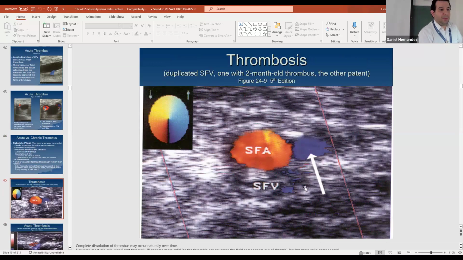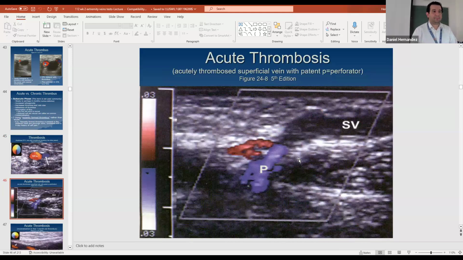So in this case, we see thrombosis, patient with a duplicated femoral vein, with one that has a 2-month thrombus in it. The other is patent here. This was a superficial vein that was thrombosed with a patent perforator connecting the deep vein that's down here.